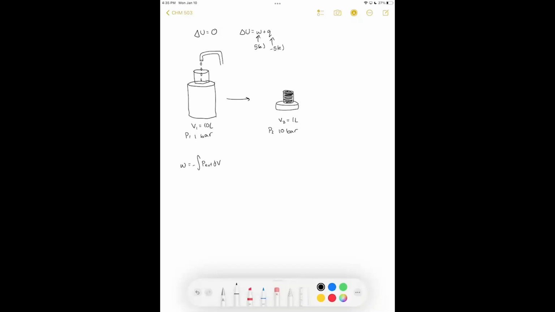What we can say is that for this reversible compression, the external pressure at every point is equal to P, which is the system pressure. So in the last 2 cases, that was not true. The external pressure was different than the system pressure until the system pressure reached the external pressure. Here, the external pressure is varying as a function of the system pressure. So now we have to integrate the integral of P dV.